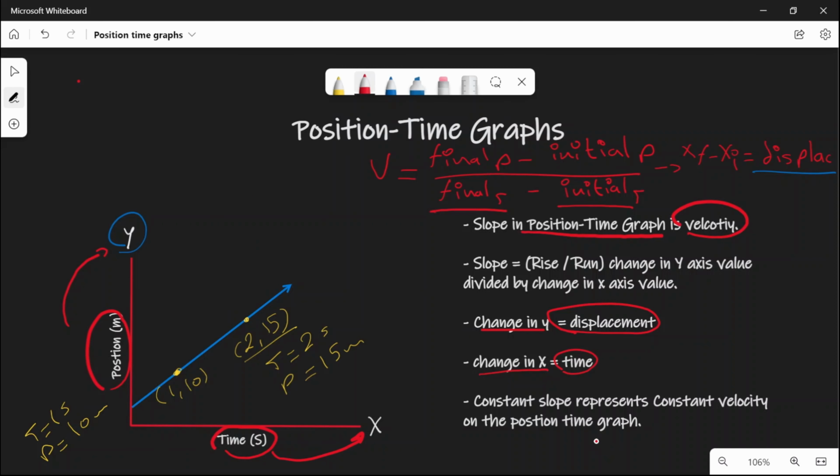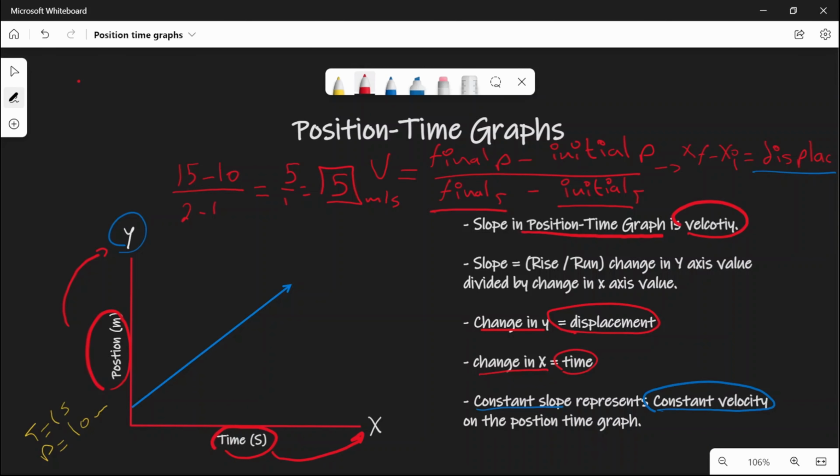If we get the slope of these 2 points, the slope will be 15 minus 10, the final y value minus the initial y value, over 2 minus 1, which is the final x value minus the initial x value, and that's equal to 5 over 1. So the velocity or the slope of these 2 points is equal to 5 meters per second. You should also know that a constant slope in a position time graph represents a constant velocity.